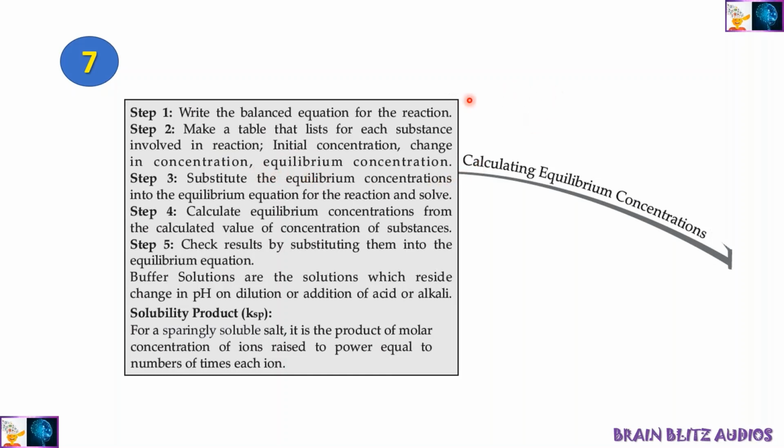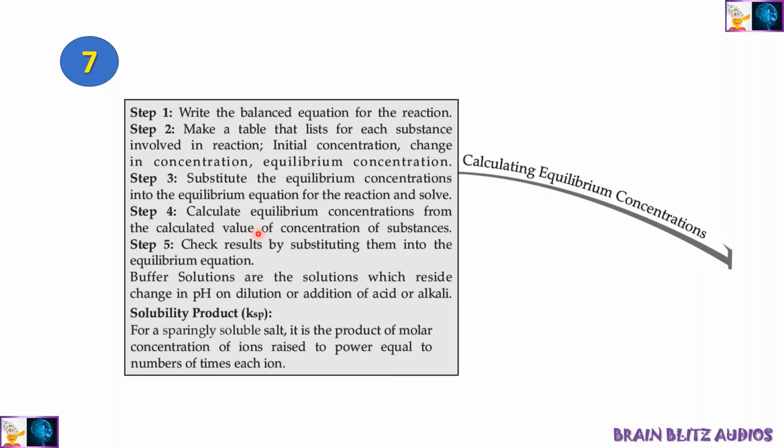So once you have written the balanced reaction, we write the initial concentration, the equilibrium concentration, and the change in concentration between the initial and equilibrium concentration. Those values are written below the reaction for each element. Step 3 is to substitute the equilibrium concentrations into the equilibrium equation for the reaction and solve. So we'll make an equilibrium expression and we'll add the equilibrium concentrations. We will place them there one by one and start solving to get the equilibrium concentrations for the whole reaction.